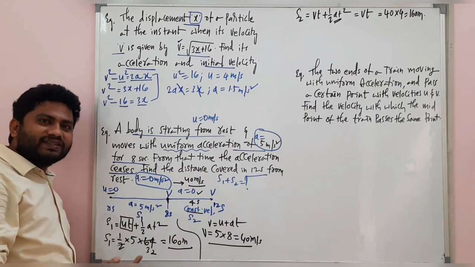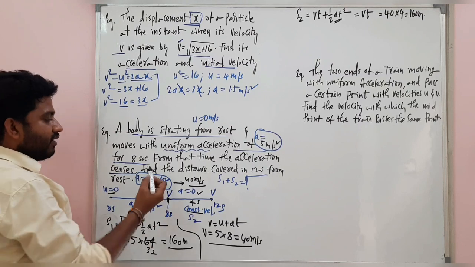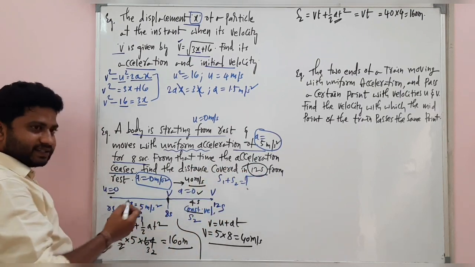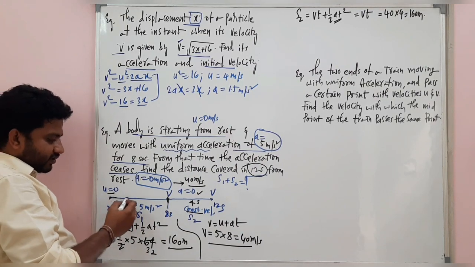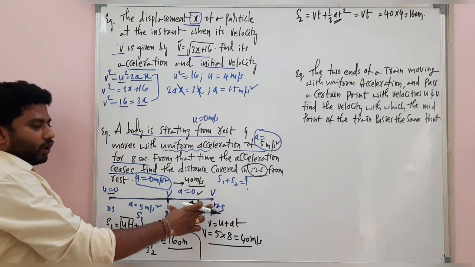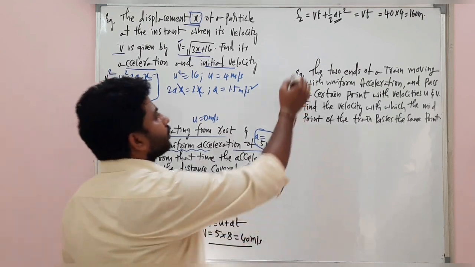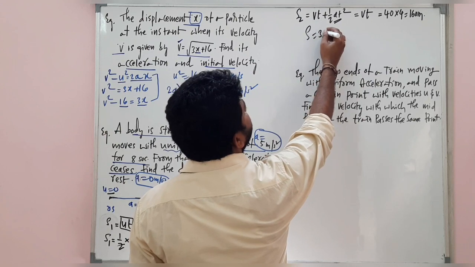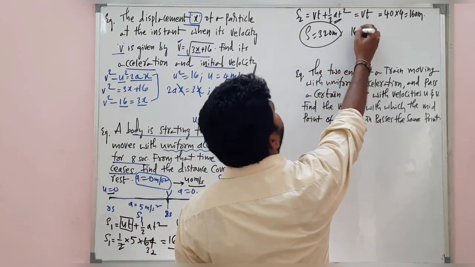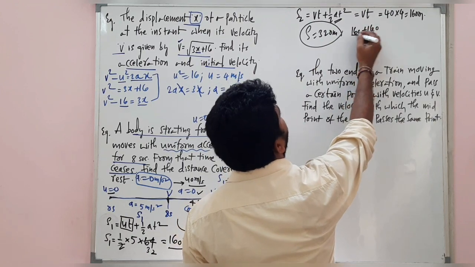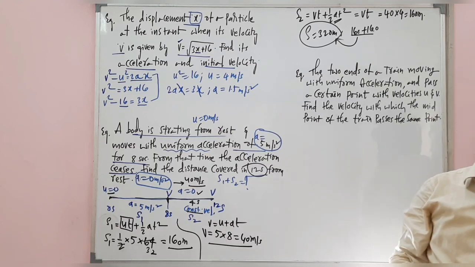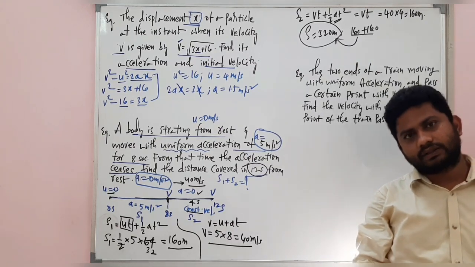What is the total distance? Read the question once again. Find the distance covered in 12 seconds from rest. What is that? S1, 160. What is S2? 160. So the total distance traveled is 320 meters, which is 160 plus 160. Alright. Clear? That's it. Like this, the numericals will be asked.